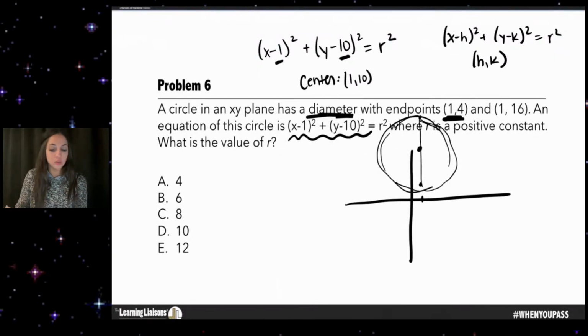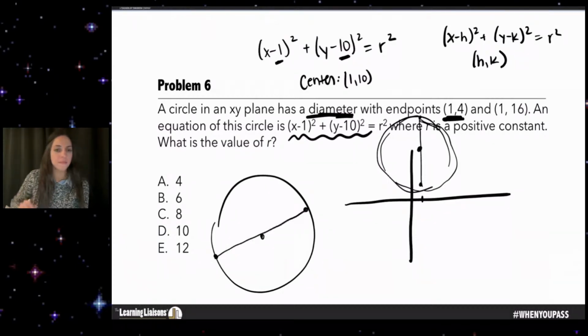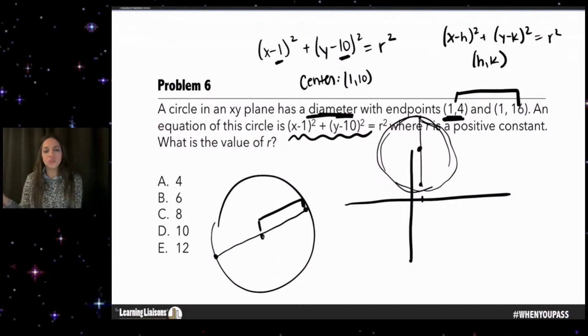I'm trying to figure out what r is, which is my radius. Now, in this situation, I can pretty clearly see, and especially if I had grid paper, that my endpoints and my center all line up exactly vertically. However, if they gave you points that you couldn't just count, you would have to use the distance formula. So if you're trying to find r, rather than finding the distance between these 2 points and then dividing by 2, if they give you the center, you can just do the distance between the center and the endpoint, and that'll give you your r value.